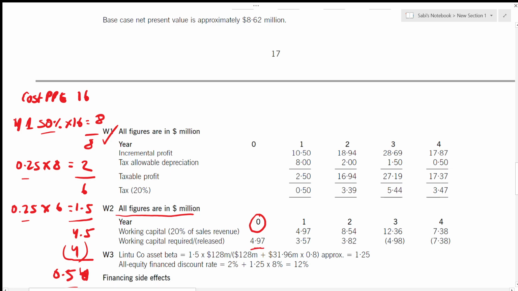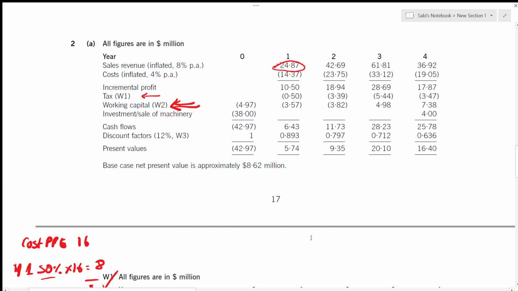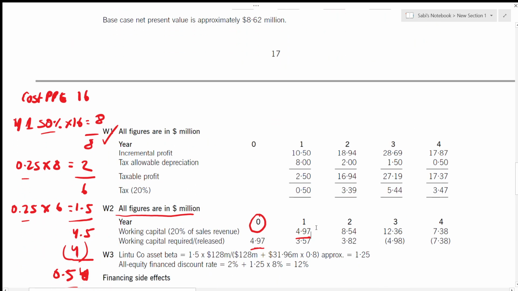Right? Even here, because that is 20% of sales revenue. Why do you need to put in year 1 again? Because from year 1 onwards, whichever working capital you are working on, you are not taking the exact 20% of the sales revenue. You are just taking the balancing amount. Right? When you go to the first year, then you have to take 20% of the second year's sales revenue. Second year's sale is 42.69. Take 20% of that. It will be 8.54. Right? So 8.54. But out of this 8.54, already in the first year you have taken 4.97.